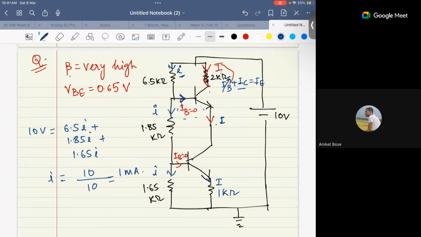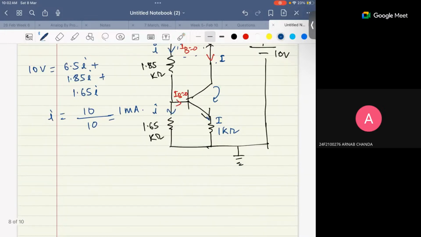So these 2 kilo ohm and 1 kilo ohm are in series. But there will be some drop here, right? The voltage drop here, voltage drop here. Yes, 0.7 volt. You use the loop here, no? Because VB you know, right? 0.65. Yes. Why can't you use it in this loop?